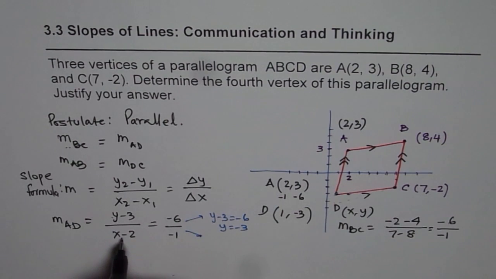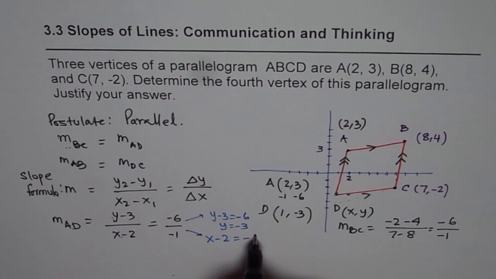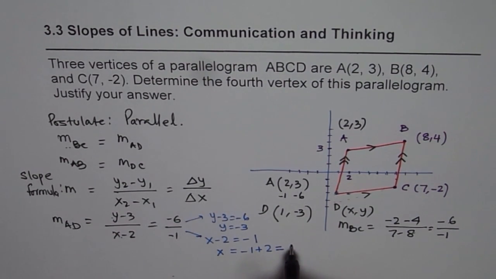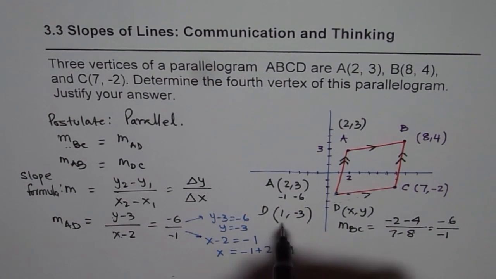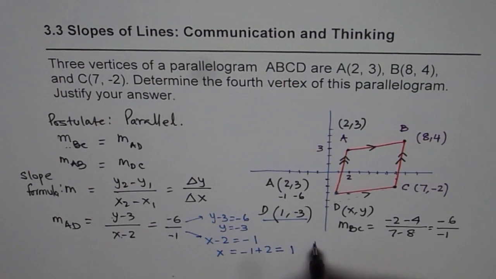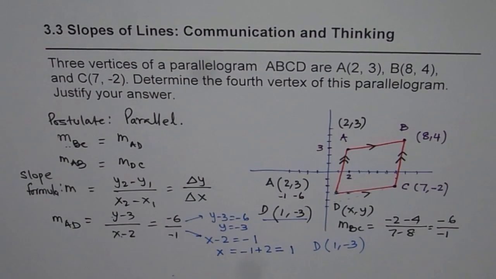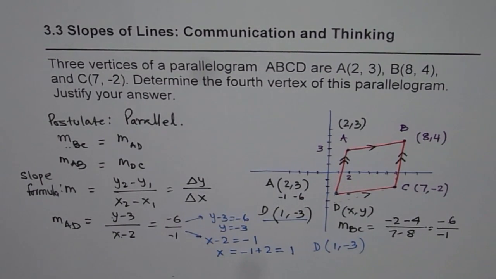And the second one, we can compare the x values, the denominators. x minus 2 equals -1. x equals -1 plus 2, which is 1. So we get the point D, which is (1, -3). So that gives us D (1, -3). That is an alternate way of doing it algebraically. So I hope with this you understand how we can use the concept of slopes of lines and find the fourth point of a parallelogram. I hope that helps. Thank you.